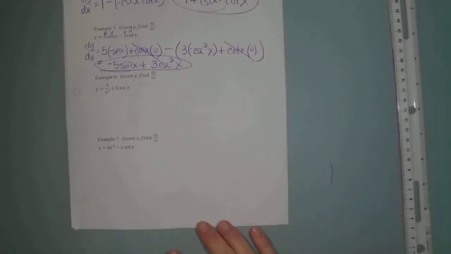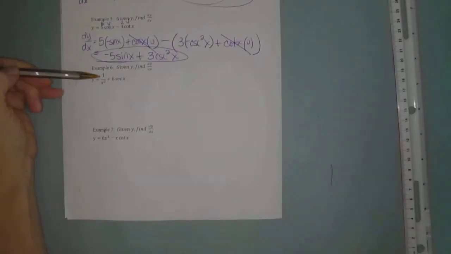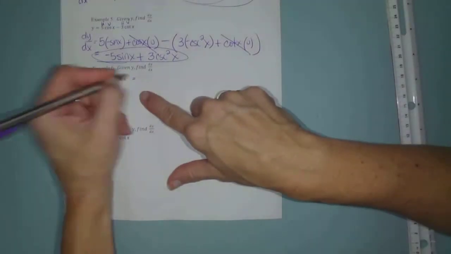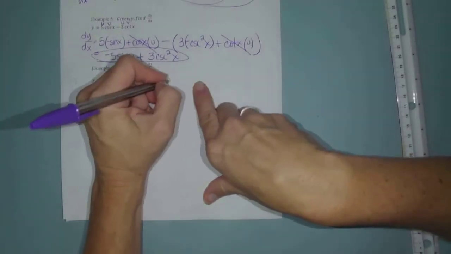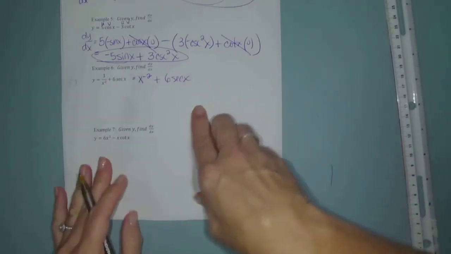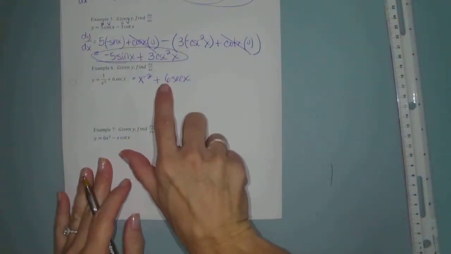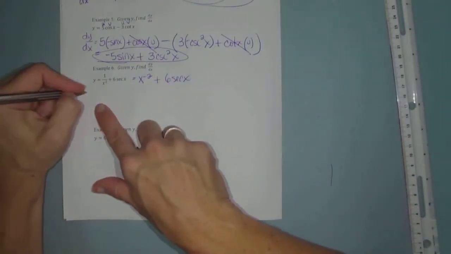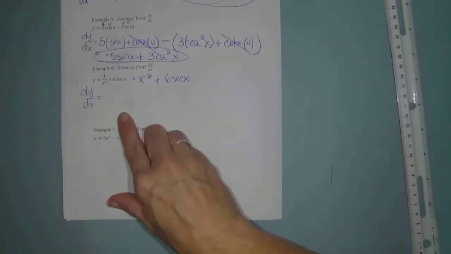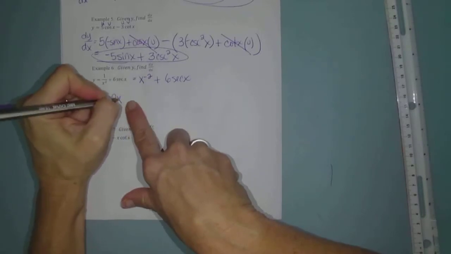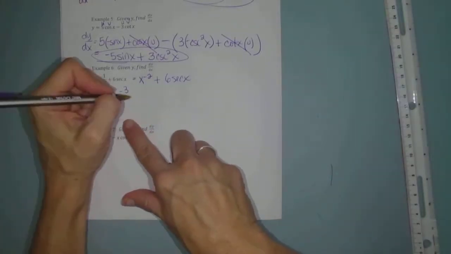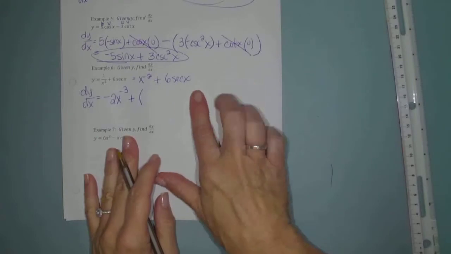Okay? Example 6, we've got what looks like either a quotient rule or a power rule if you bring it up, and I think that's what I'd like to do. I think I'm going to rewrite this as x to the negative second power plus 6 secant x. Then I can use the power rule and the product rule. So my dy dx will be, by power rule, I'm going to bring the negative 2, so negative 2x to the negative 3, plus, now I've got a product rule.